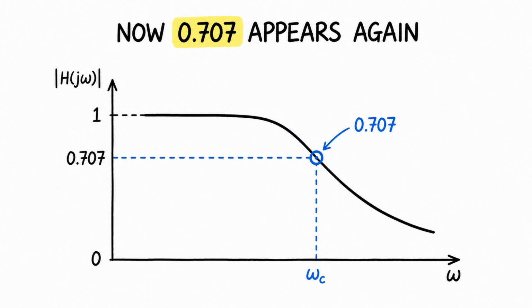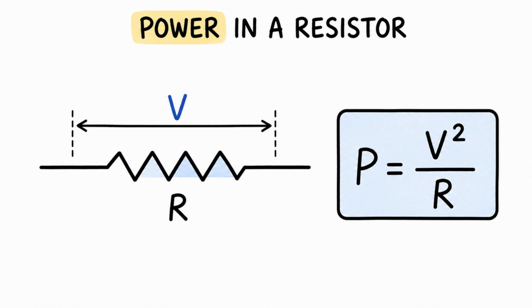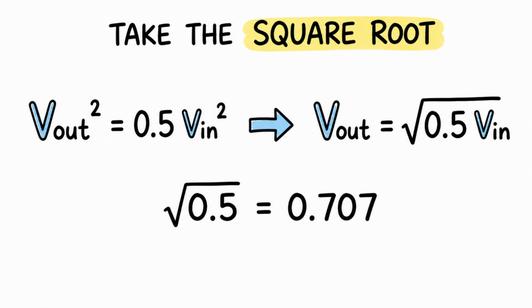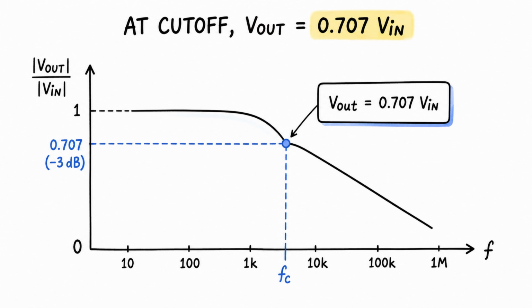Now here is where 0.707 enters. And it enters through a different mechanism than it did in RMS. Power in an electrical circuit is proportional to voltage squared. This is always true. P equals V squared divided by R. If output power drops to half the input power, then output V squared drops to half of input V squared. In other words, V out squared equals 0.5 multiplied by V in squared. Taking the square root of both sides gives V out equals the square root of 0.5 multiplied by V in. The square root of 0.5 is 0.707. In such a condition, at the half power point the output voltage is always exactly 0.707 times the input voltage.